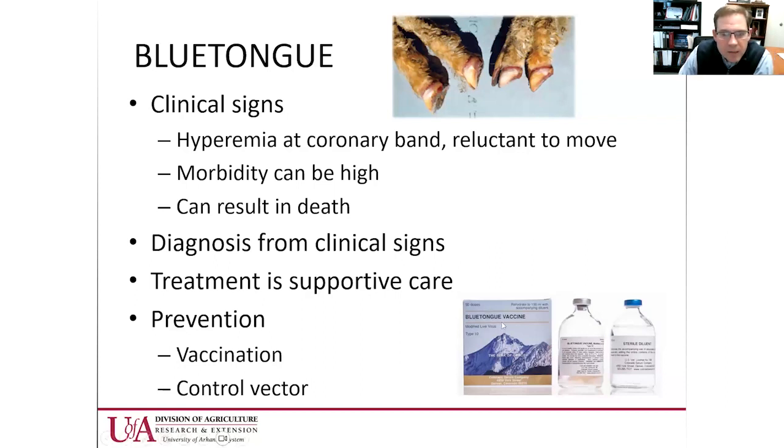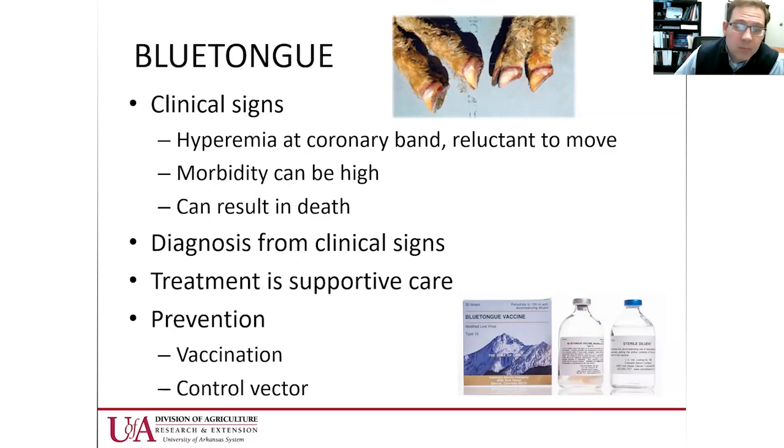There is a vaccine available. This vaccine has been hard to get and kind of hit and miss in terms of its availability. But one thing I would like to point out is that it has one strain of the blue tongue virus in the vaccine, and we have multiple strains in the United States. So it may not contain the strain that's causing the problem on your farm.